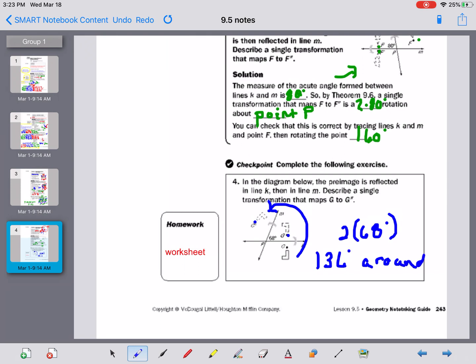And remember, the double reflections around two lines that intersect will give us a rotation. Double the angle, so that's where my 136 comes in, around point P. And that's it for our notes.